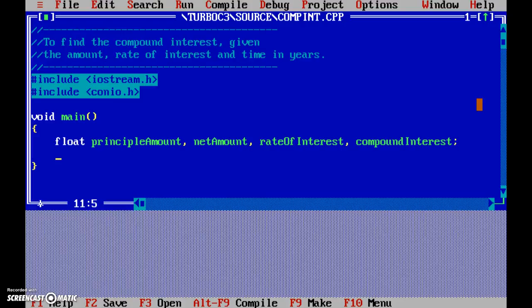Okay, so now apart from that, we require the time, right? So int, let's say years, and since for every year we are going to calculate, okay, leave it for the moment. Okay, years we require. So let's clear the screen and let's provide a prompt. Let's say enter the principal amount, rate of interest and time.